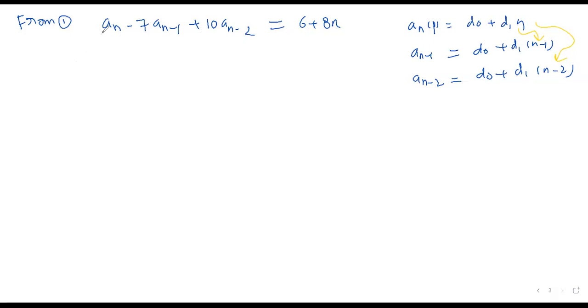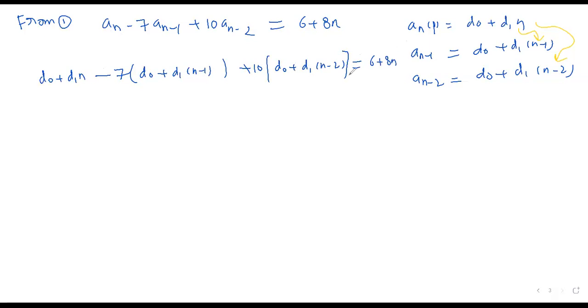Substituting clearly, check it. an means d naught plus d1 into n, minus 7 into an minus 1, which is d naught plus d1 into n minus 1, then plus 10 into an minus 2, which is d naught plus d1 into n minus 2, equals 6 plus 8n. I substituted all three values.